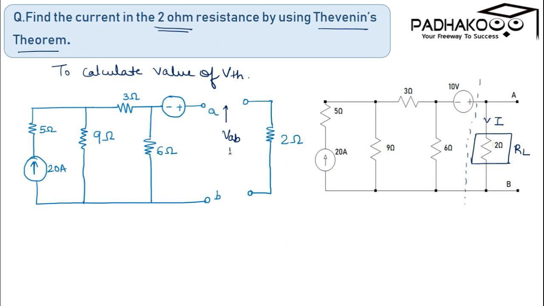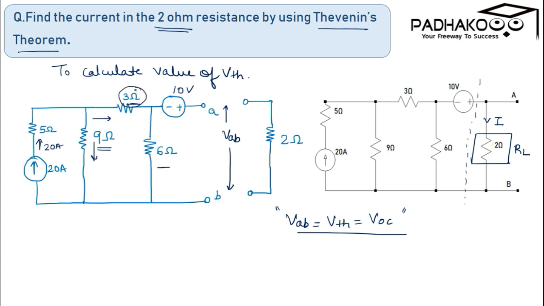So this voltage is VAB. We can write VAB equal to the open circuit voltage, or the Thevenin voltage. We have to determine this particular voltage only. Coming to this current source, the current source is sending a 20 ampere current in this direction, and then it gets divided into two parts. One is 9 ohm, another is the summation of 3 ohm and 6 ohm.